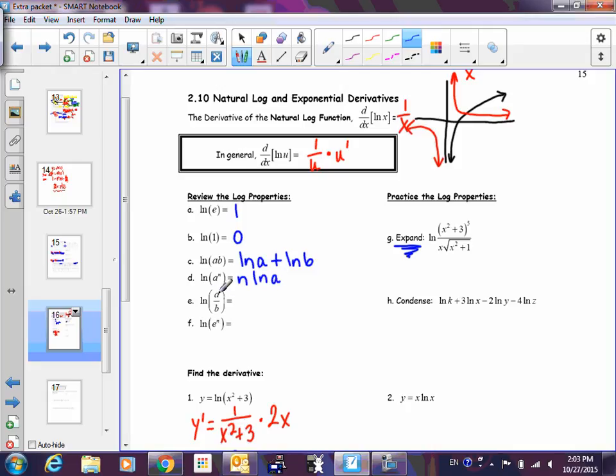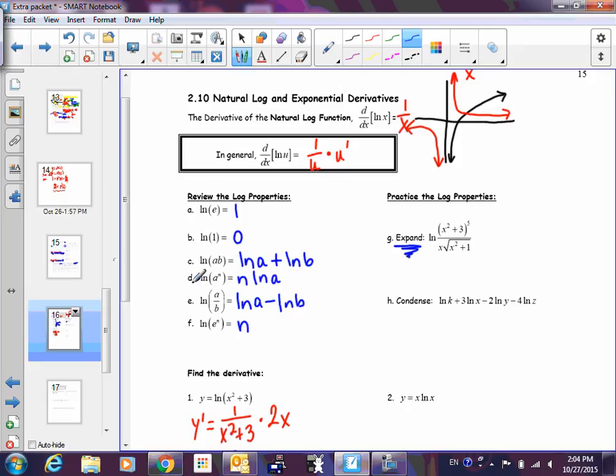What about natural log of a divided by b? How could we expand that? Subtract them. Natural log of a minus natural log of b. And then combining a few of these properties, what would natural log of e to a power be? And that power is n. It would just be that power. So natural log of e squared is 2. And it just combines these properties. So hopefully this is coming back a little bit. Okay, slowly.